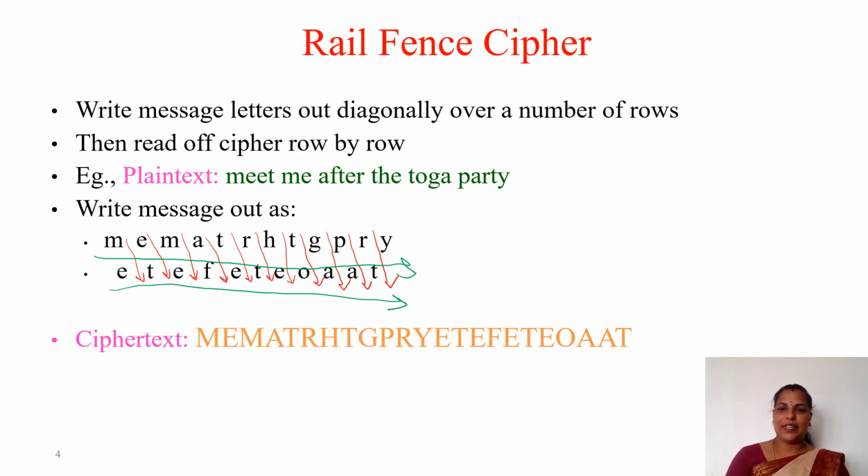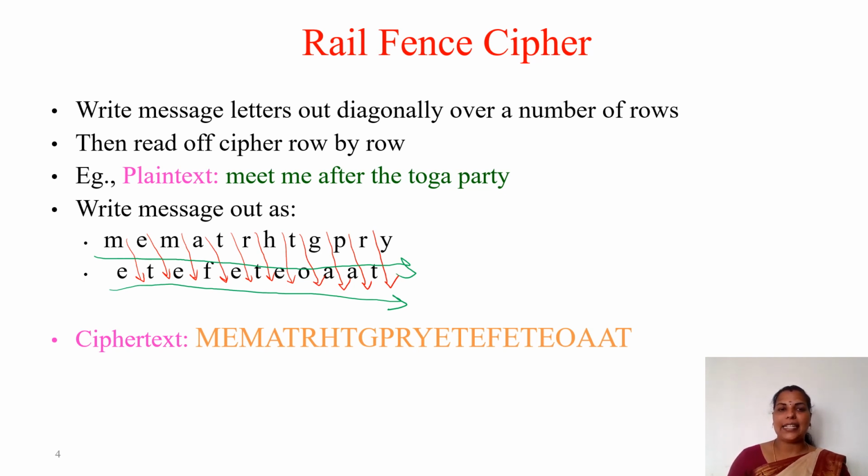Next is the rail fence cipher. This is a basic transposition cipher. Here we are writing the message letters diagonally over a number of rows, then reading off the cipher row by row. Why the name rail fence? We know what a rail is, so it is just like a railway fence. A fence is for security, and the compound structure is what we call a fence. So it is just like a railway fence, hence the name rail fence cipher.